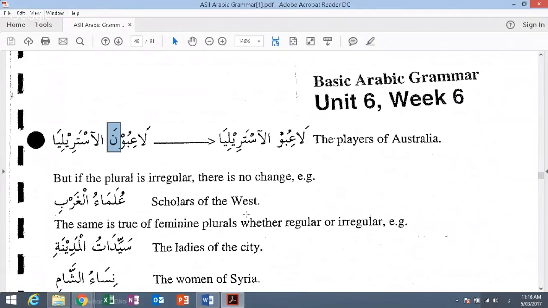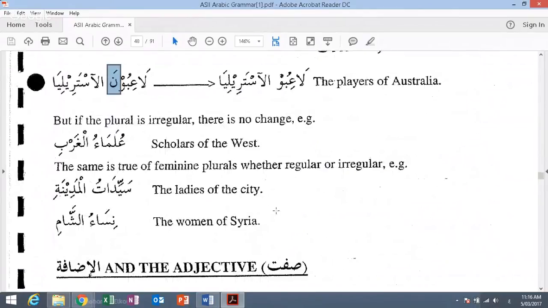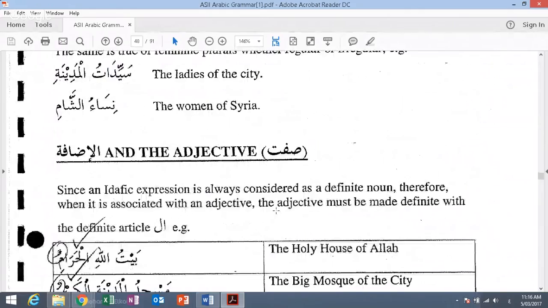Clear to everyone? So when you ascribe tasniya or jama muzakkar salim, what will happen? The noon will be dropped. Understand? Any question? Good. So this is one important thing for you, that when you ascribe tasniya or jama muzakkar salim, the noon will be dropped. I hope you people understand this.